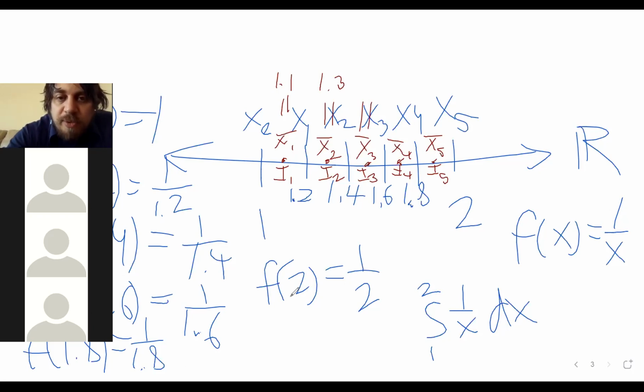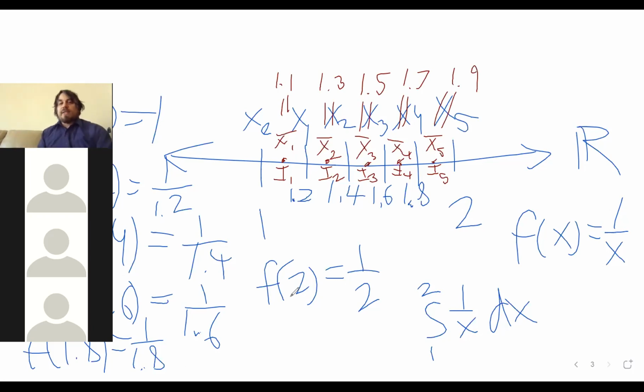x3 bar, which is the midpoint of the interval I3, is the midpoint of 1.4 and 1.6, which is 1.5. x4 bar, the midpoint of the fourth subinterval between 1.6 and 1.8, is 1.7. And x5 bar, the midpoint of the fifth subinterval I5, is the midpoint between 1.8 and 2, which is 1.9. And so we now have the 5 midpoints of the 5 corresponding subintervals I1 through I5, determined by x0 to x5.